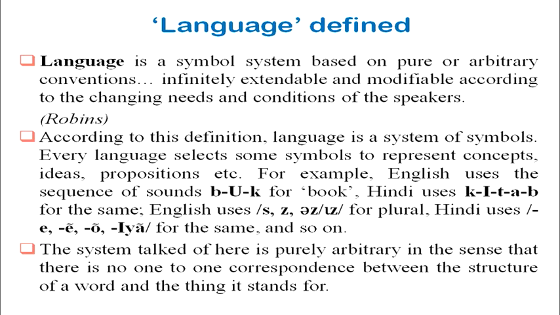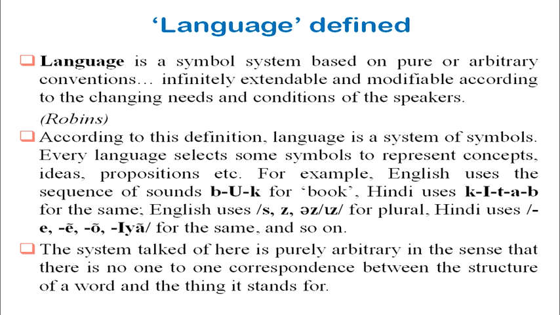Language is a symbol system based on pure or arbitrary conventions, infinitely extendable and modifiable according to the changing needs and conditions of the speakers. This definition was given by Robbins. According to this definition, language is a system of symbols. Every language selects some symbols to represent concepts, ideas, propositions, etc. For example, English uses the sequence of sounds b, u, k for book. Hindi uses k, i, t, a, b, kitab.